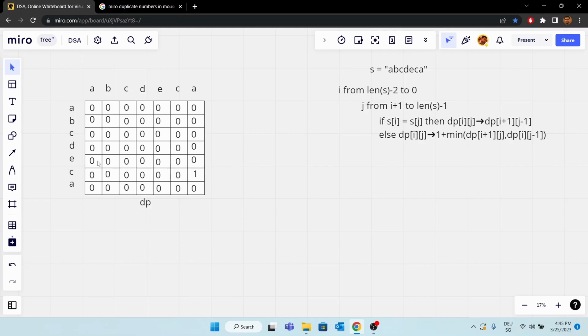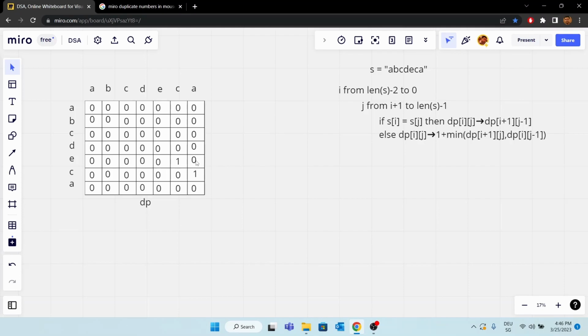So we get 0, 1, 2, 3, 4. This is our row number, and as j starts from i plus 1, that means 5. So by 5 we mean this one. In this cell we can see that we have E and at the top we have C. E and C not being equal, we'll apply the similar process. That means we will compare the value between this cell and this cell, and we'll take the minimum of them. The minimum of them is 0, and we'll add 1 with them.